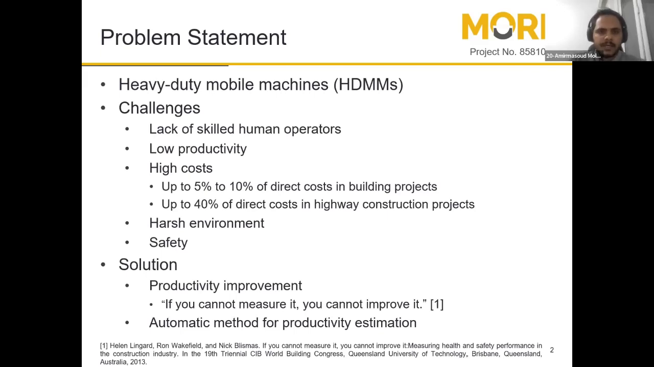But what is the possible solution for these challenges? The productivity improvement. Probably you heard this sentence: if you cannot measure it, you cannot improve it. This is a very important sentence. For the productivity improvement, we need a method for the productivity estimation. We need an automatic method for the productivity estimation.